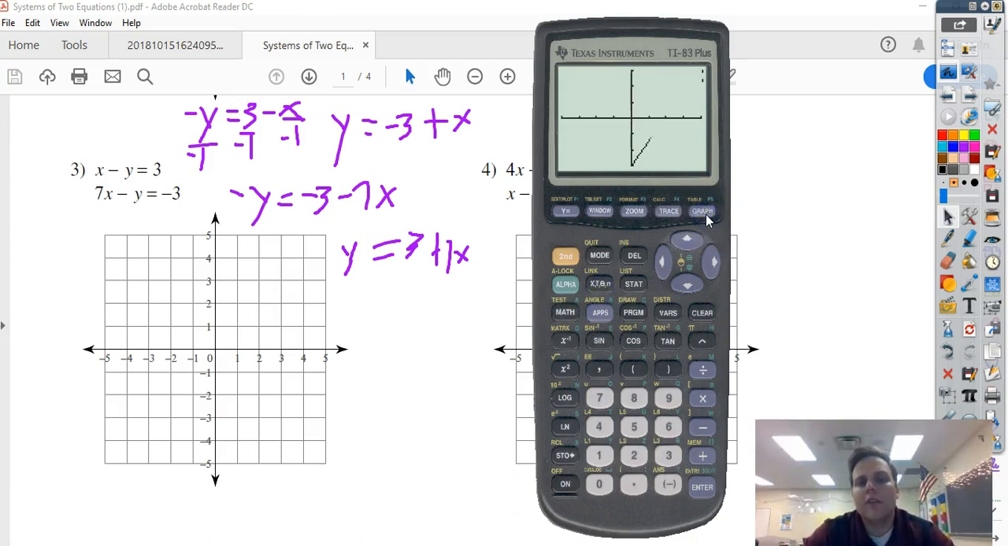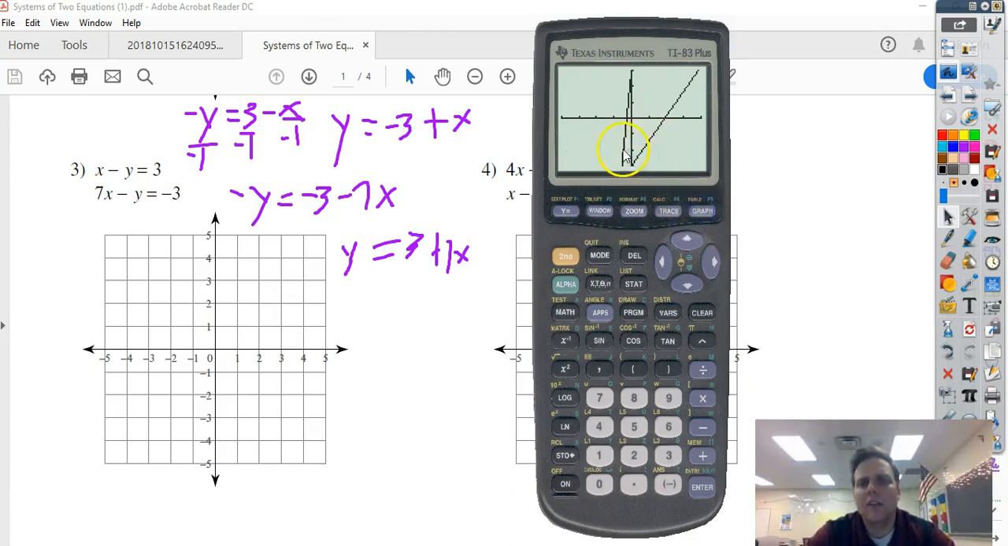We hit graph. Now we can't see where it's intersecting. That's okay. We can still go to our table and look to find out where it's intersecting. Not seeing anything so far. Maybe it's not on the more positive side. I subtracted that and that became positive. Subtracted that, and that one became negative. Did I type it in right? Negative 3 plus x, 3 plus 7x.